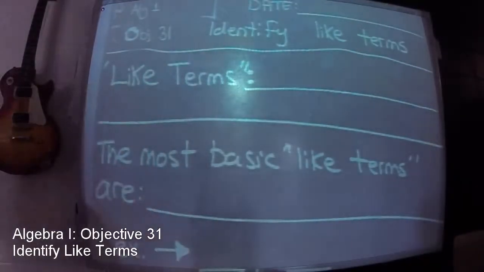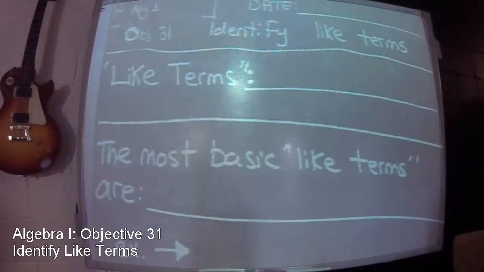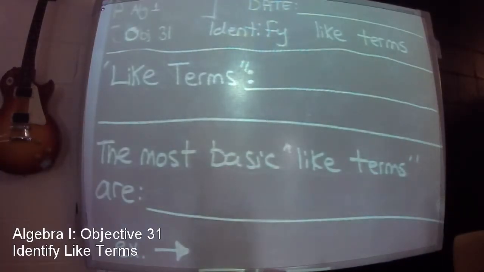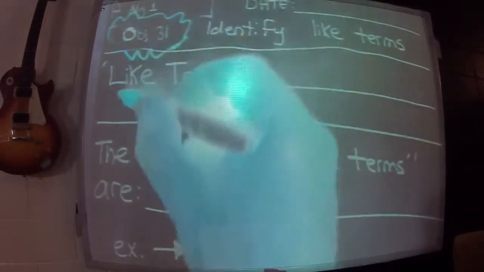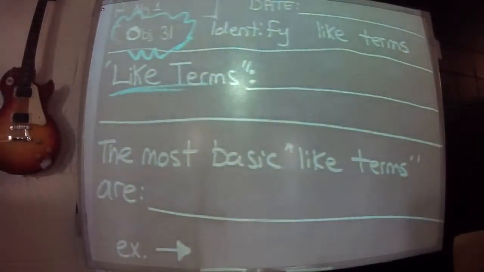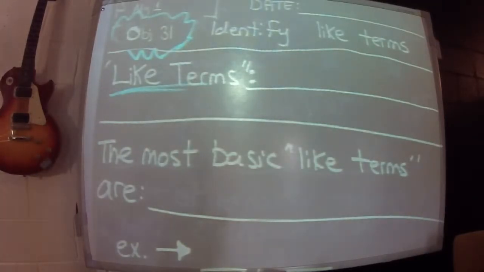Okay. All right, so objective 31 and 32. So it is 2 for 1 Wednesday. Let's see what we can remember about objective 31, like terms. Like we've never seen it before. What do you remember? What are like terms?